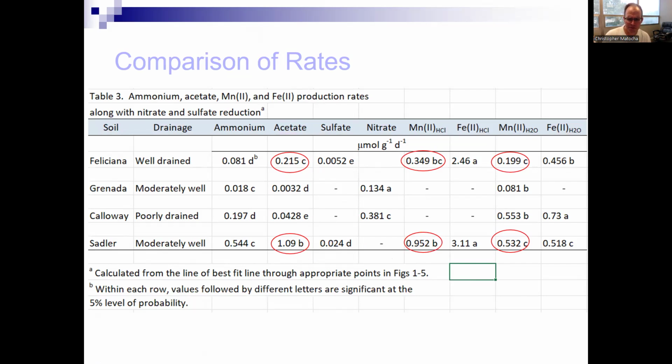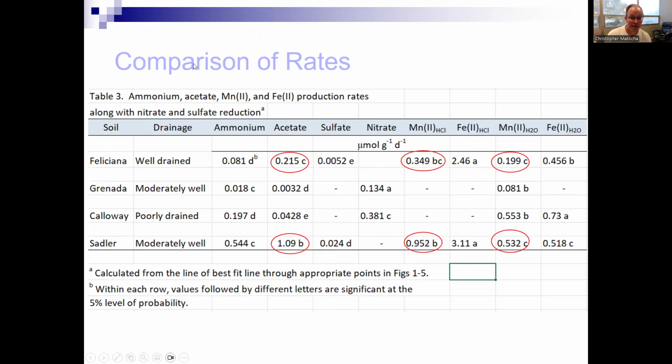Now, in terms of some of these other redox TEAs, for the most part, acetate was significantly less in the moderately well-drained Granada and the Callaway compared to when it came to other TEAs. Okay, what does that mean? That just means that respiration is much more rapid here than the Callaway and the Granada, which would then follow the model paradigm.